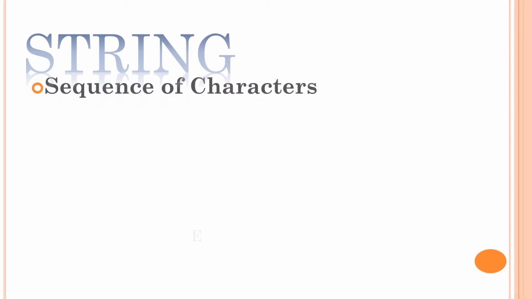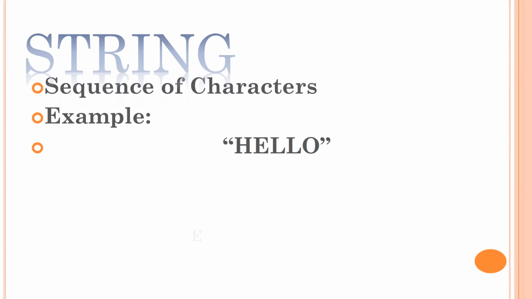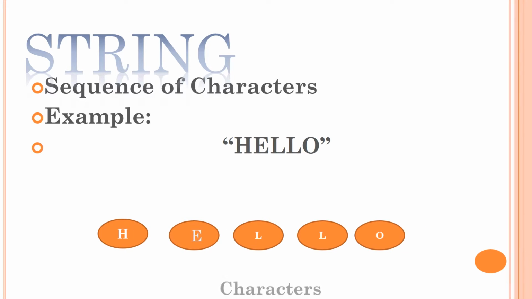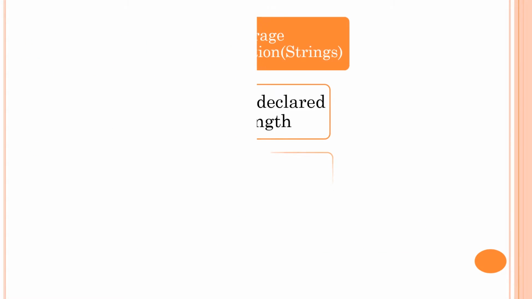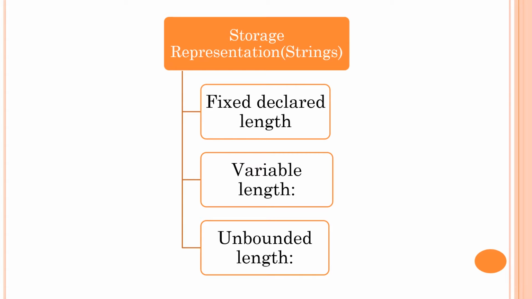Next is character string. Another data type is character string, that is a data object composed of a sequence of characters. Like hello is a string and H, E, L, L, O are characters. The character string utilizes three different types of storage representation.